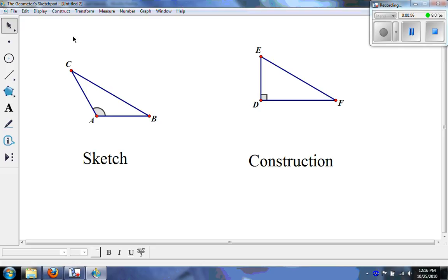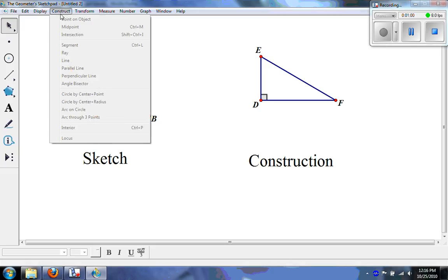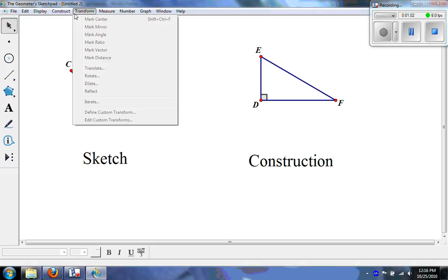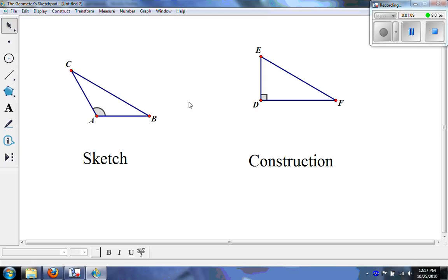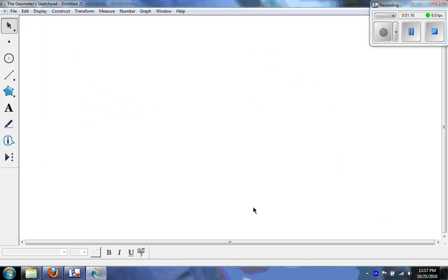Two different tabs that will be very helpful when creating constructions are the Construct tab as well as the Transform tab. Each has different properties that may be useful depending on what you are trying to create. So let's actually go through how you construct a right triangle. The first thing I need is a segment.